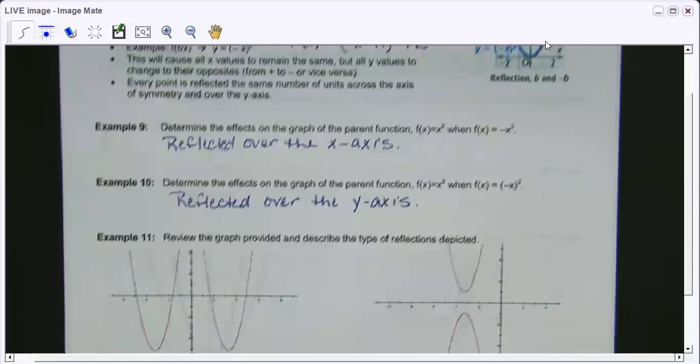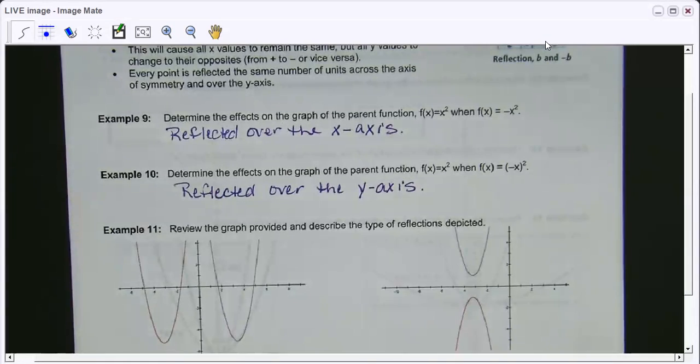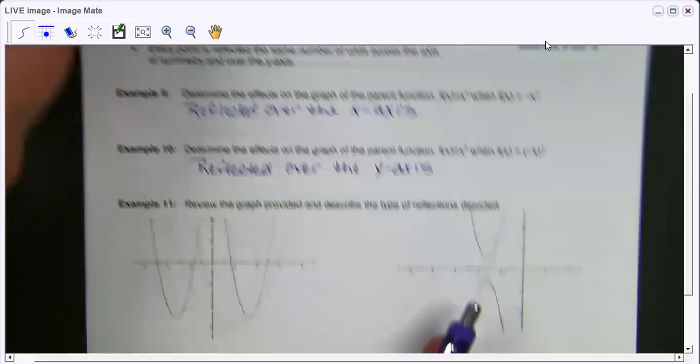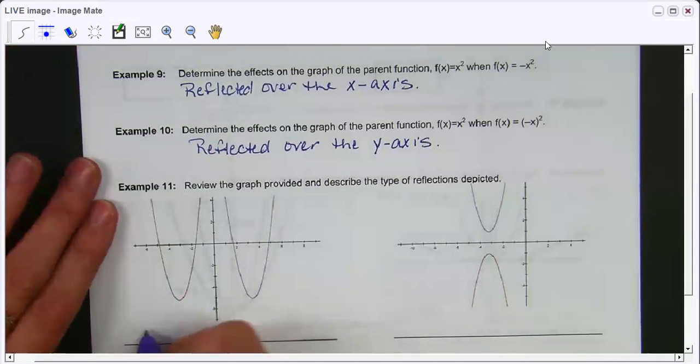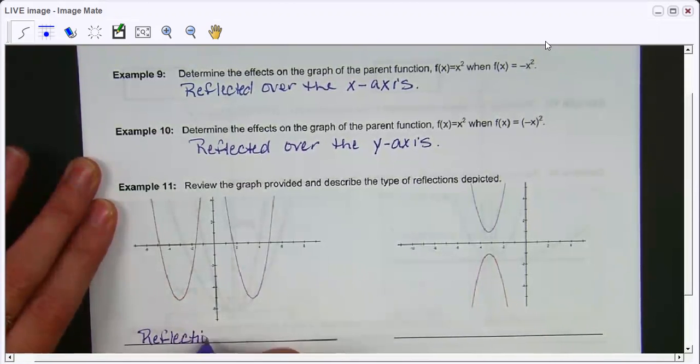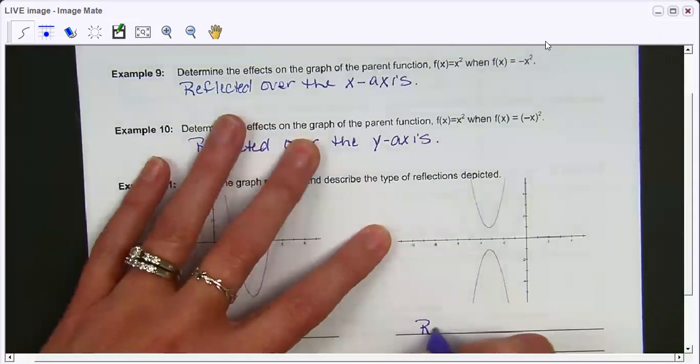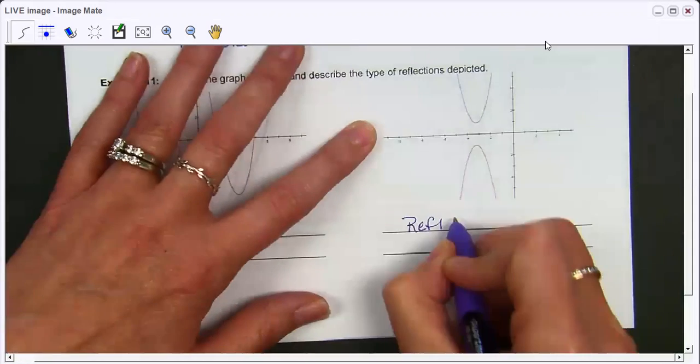Okay, so if you look at example 11, this first set of graphs, Andrew, what were you going to say about it? For the first one, it's reflected over the y-axis, and the second one is reflected over the x-axis. Yes, wow. But you have to move it down a little bit.